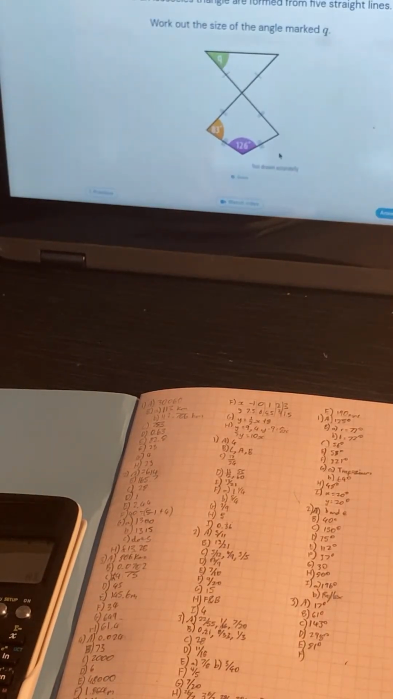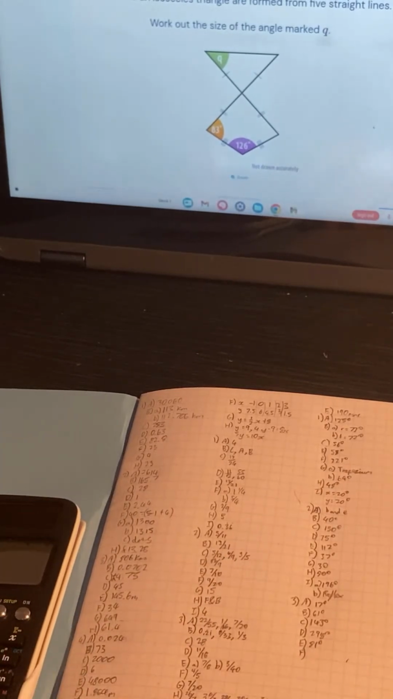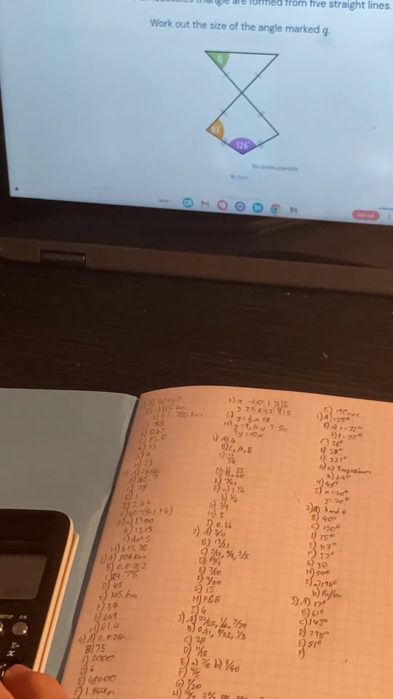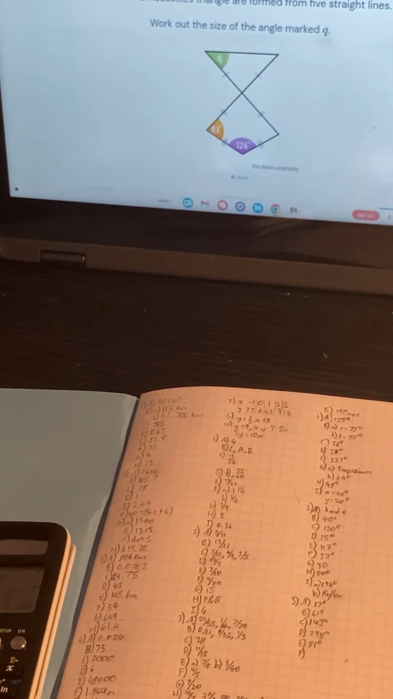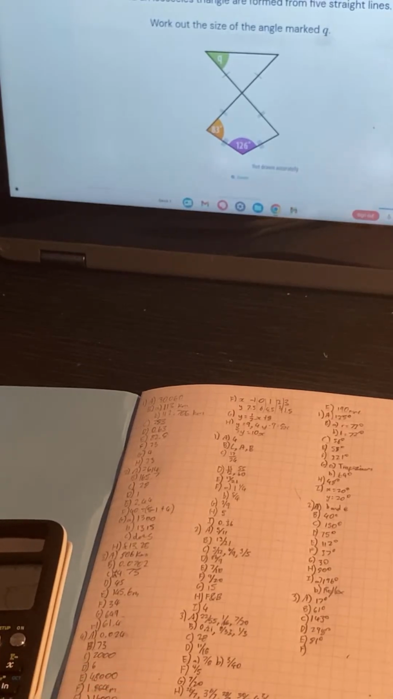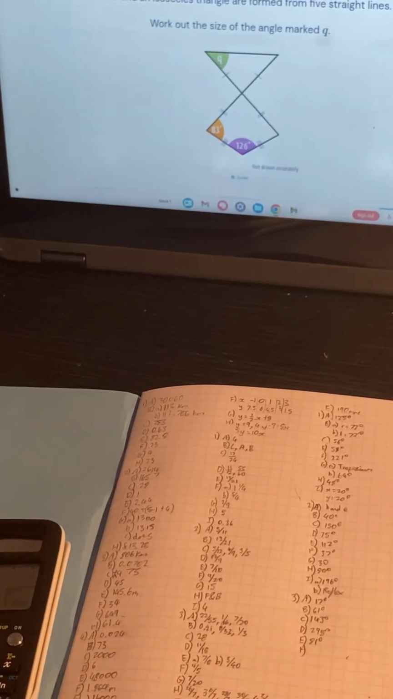EF. You just figure out that. They're equal, so that's equal. So 360 subtract 83, subtract 83, subtract 126. 360, subtract that. No, 180, subtract that. That divided by 2. 56.